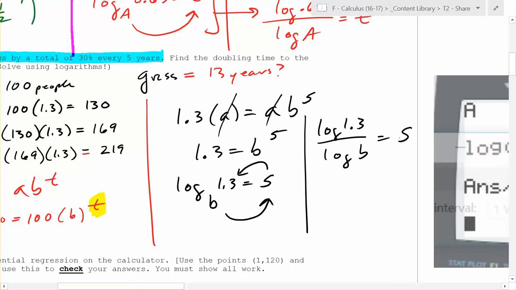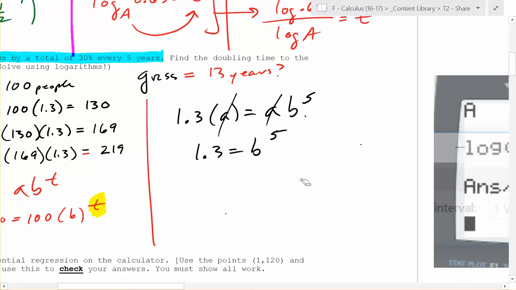Is this helping us here? No. What's going on here? How do we do this? Oh wait, do we need logs to do this? That's not what we used. What did we do before? We just took the what? The fifth root. So what does b equal? The fifth root of 1.3.